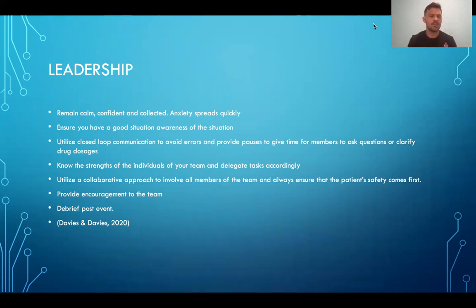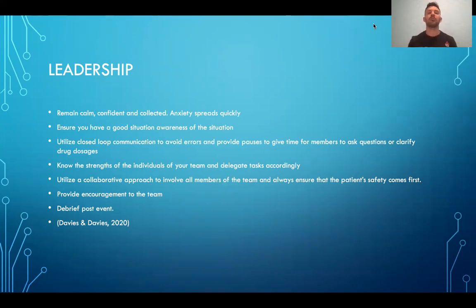Seizures, for some reason, tend to have a high propensity for medication errors. So by utilizing closed loop communication, we can avoid those errors and provide pregnant pauses so that our team members can take the time to ask questions or clarify doses. You need to know the strengths of the individuals within your team and delegate the tasks accordingly. One person might be a jet at airway, while the other might be excellent at extrication or drug management. So you're going to task accordingly.